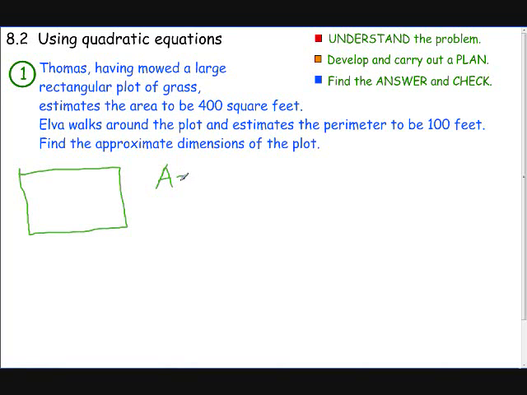He must be quite good with measurement, huh? I have no idea how I would do that. 400 square feet. So we know what units of measure we're working in. We're working in feet. Elva walks around the plot and she estimates the perimeter to be 100 feet.